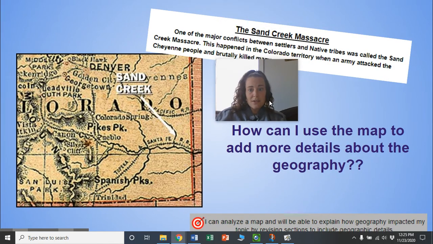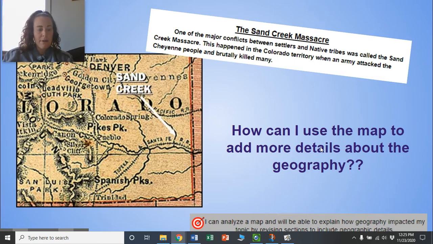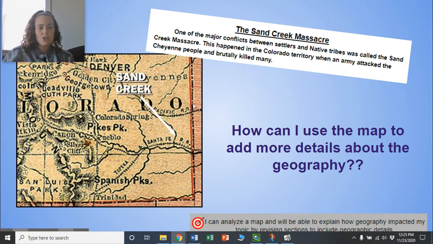So, what I want you guys to do today is try to think about how you can use a map to talk about the details as far as geography goes. So, look at this section that I'm writing about the Sand Creek Massacre. And I said, one of the major conflicts between settlers and native tribes was called the Sand Creek Massacre. This happened in the Colorado Territory when an army attacked the Cheyenne people and brutally killed many. So I talked about the Cheyenne Territory, but how could I use more about geography to describe this location?